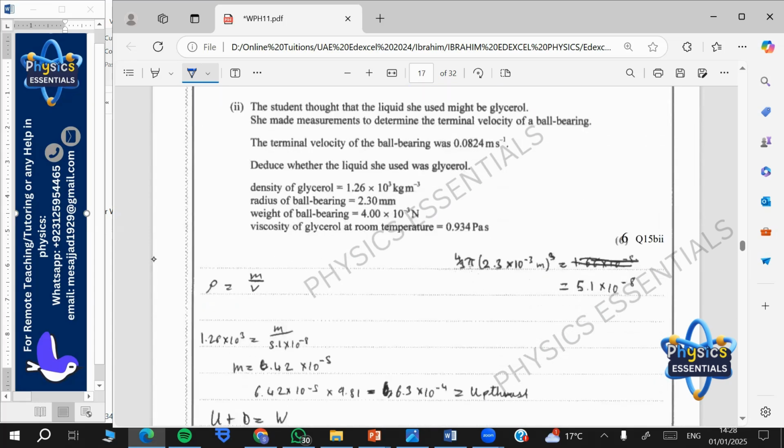The student thought that the liquid she used must be glycerol. She made measurements to determine the terminal velocity of the ball bearing. Okay, the terminal velocity of the ball bearing was 0.0824 meter per second. Deduce whether the liquid she used was glycerol. Density of the glycerol given, radius, weight, and viscosity is given.